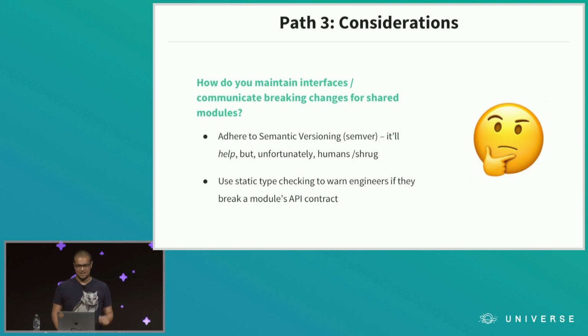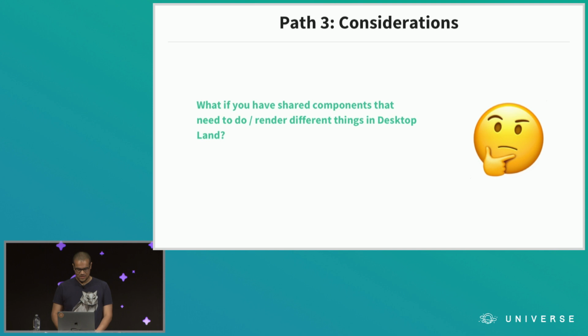Definitely recommend using some automated tooling for this. So if you have shared components that need to do different things in desktop land, you can just check for the existence of this special desktop model that we're passing in, for instance. Then you can just have separate code paths in your shared modules that are coming from your remote web app that will do slightly different things if our desktop model exists.